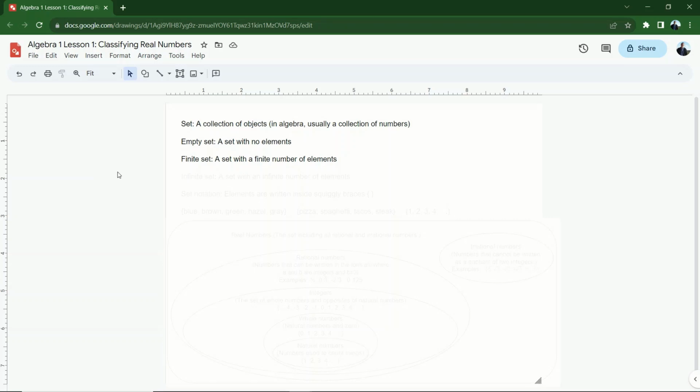It's countable. What about an infinite set? This would be a set that has an infinite number of elements. These are going to be sets we're dealing with in this lesson. So we're going to talk in just a little bit about all of the counting numbers.